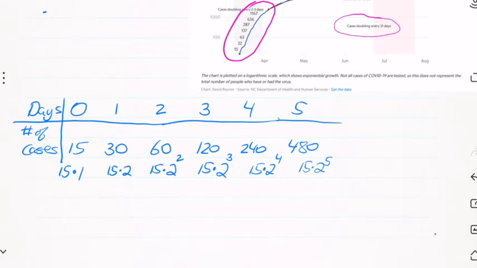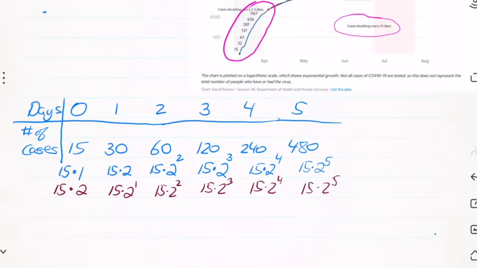Now, another way to look at this, which is much more important for our future, is that this is 15 times 2 raised to some power. We'll talk about that power in a second. This one is 15 times 2 to the 1st, 15 times 2 to the 2nd, 15 times 2 to the 3rd, and 15 times 2 to the 4th, and 15 times 2 to the 5th. So if we count backwards, 4, 3, 2, 1, this one has to have a power of 0. And a cool fact about math, anything raised to the 0 power is equal to 1.